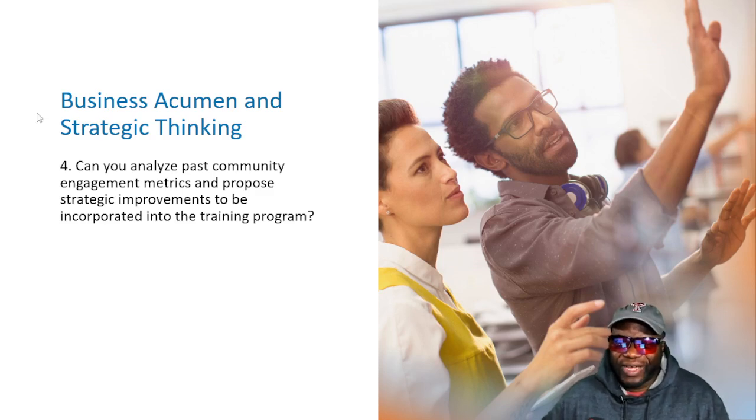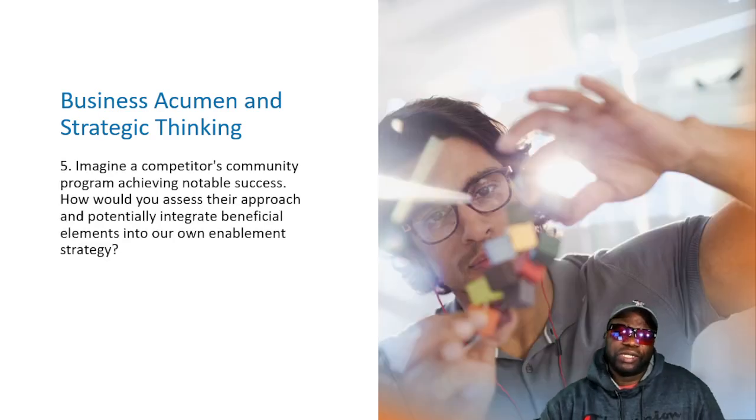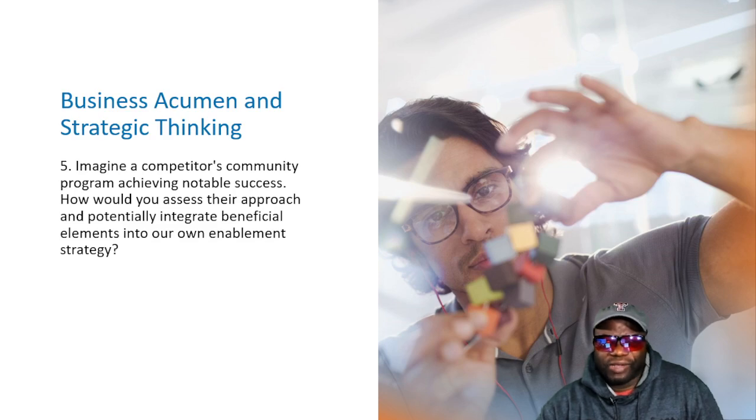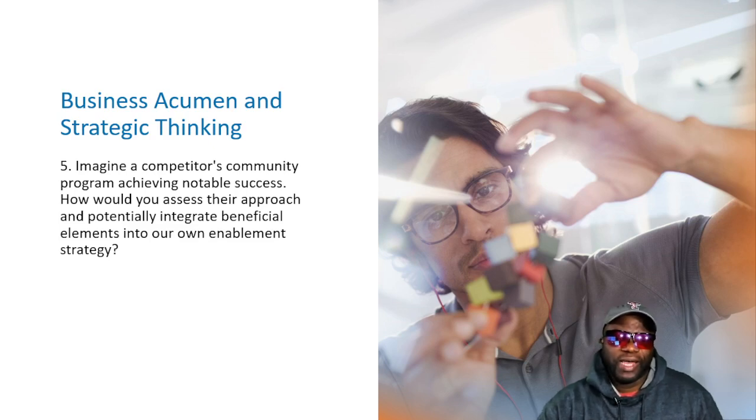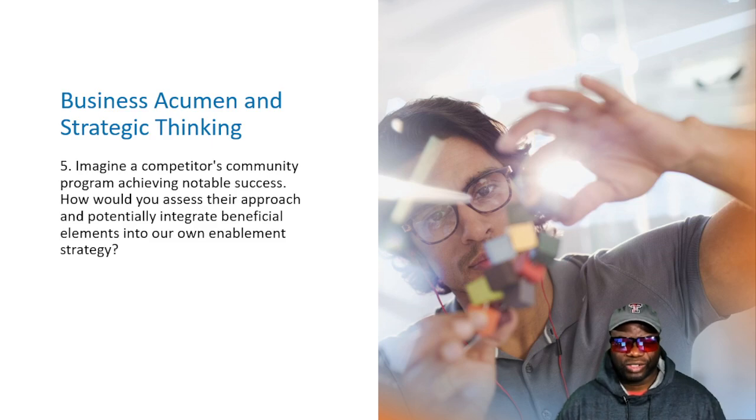All right, let's go to the final one, number 5. Still on business acumen and strategic thinking, this is our final one. Imagine a competitor's community program achieving notable success. How would you assess their approach and potentially integrate beneficial elements into our enablement strategy? Give it some time. Let me know what you're thinking.